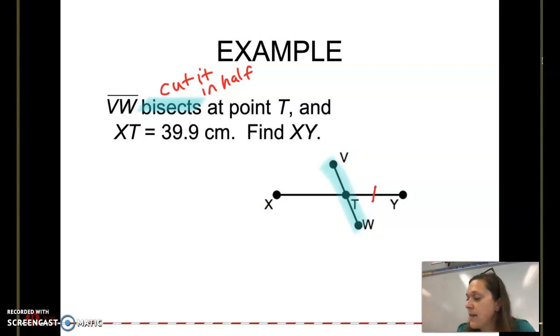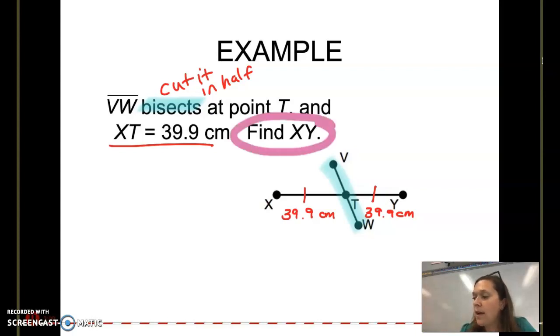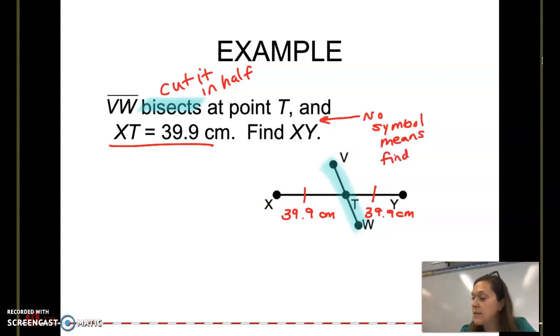That means that the right and the left are going to be the same length. Then we are told that XT is 39.9, so that's 39.9 centimeters, which means the other side would have to be 39.9 centimeters, because if it's in the middle and it's cutting it in half, then we have two equal sides. The left is equal to the right. So the question is asking us, find XY. And remember, what does it mean when we have no symbol? No symbol means find the distance or the length.